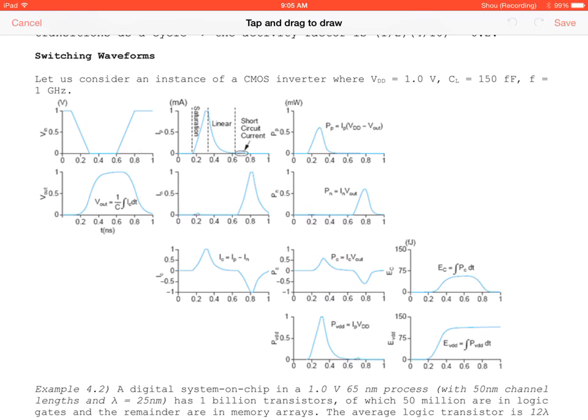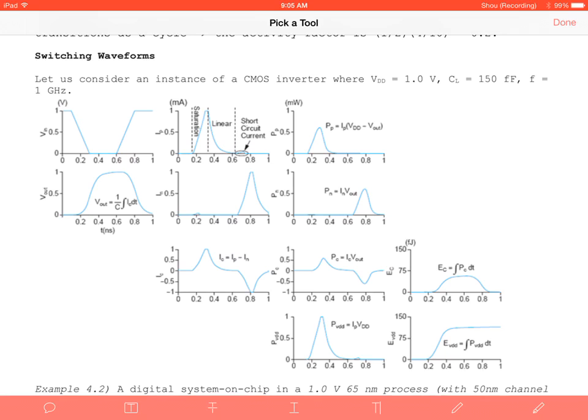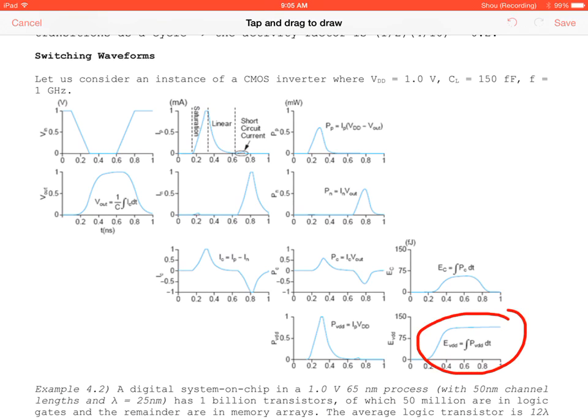So we have our output, which is slightly degraded. So we have an input going from 1 to 0, and this is an inverter, so the output is kind of rising from 0 to 1. And then we were able to ultimately relate it to the energy consumed in the circuit and the power consumed by the PMOS and the NMOS transistors.